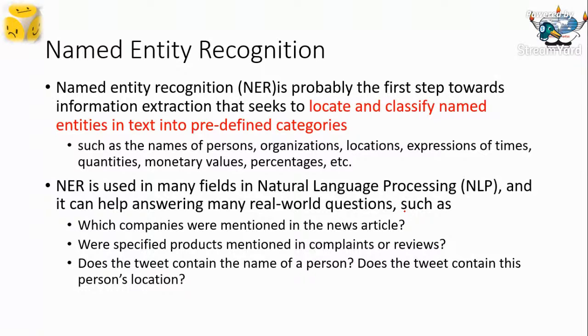For example, the birth date of Michael is 1st January 1990. 1st January 1990 is the expression of time. The name of the person is Michael. Michael works for Infosys, so Infosys is the organization, in India, and India is the location.